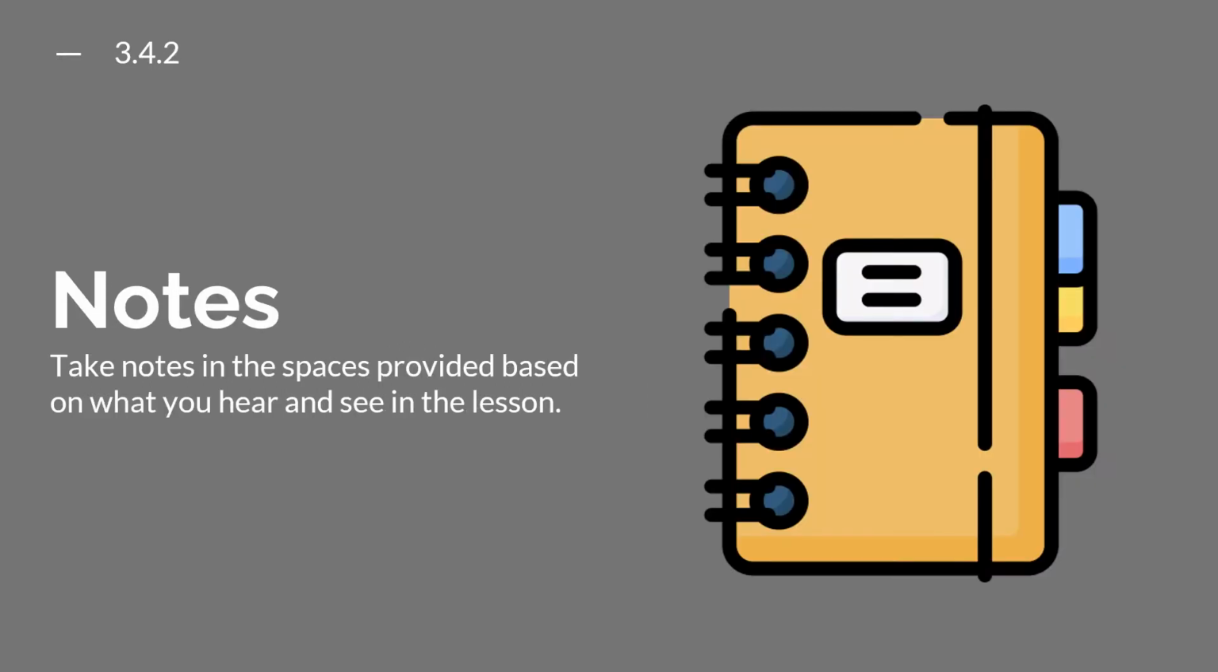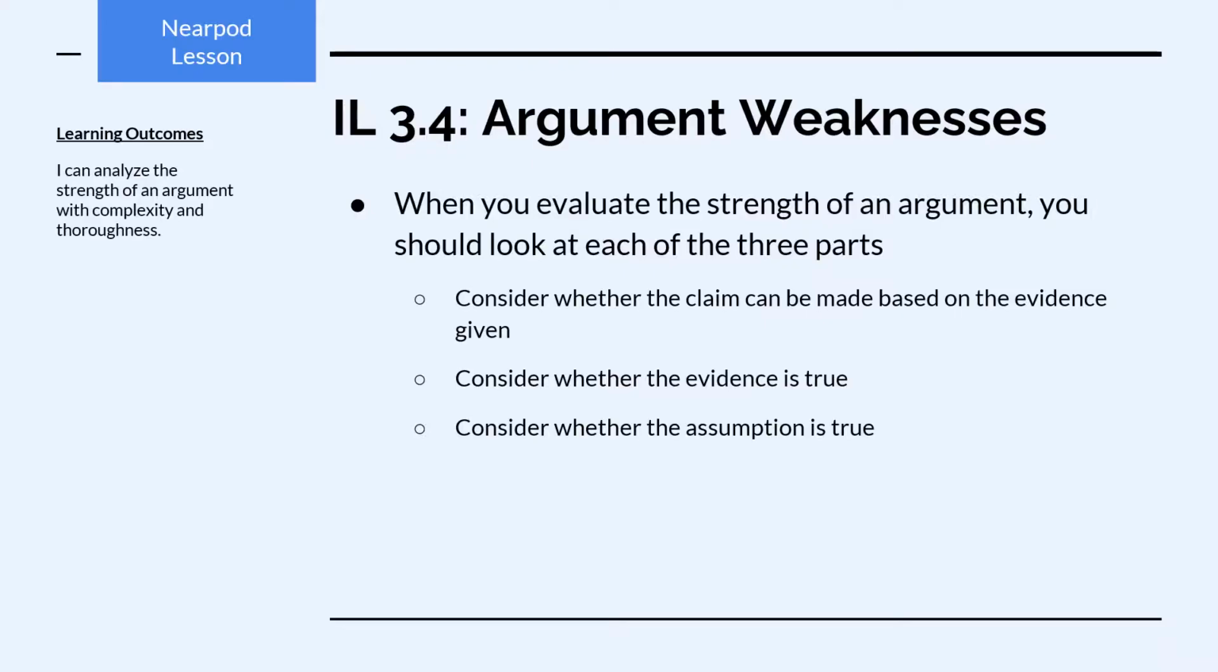Let's take some notes. When you evaluate the strength of an argument, you should look at each of its three essential parts individually. Consider whether the claim can be made based on the evidence given. Consider whether the evidence is true, and consider whether the assumption is true. We're going to look at examples of what arguments look like that feature each of these kinds of weaknesses. Weaknesses where the claim is disconnected from the evidence, weaknesses where the evidence is debatable or incorrect, and weaknesses where the assumption is flawed.